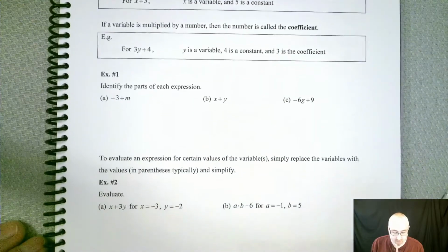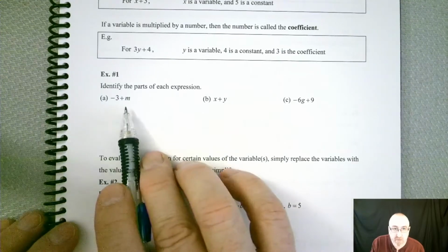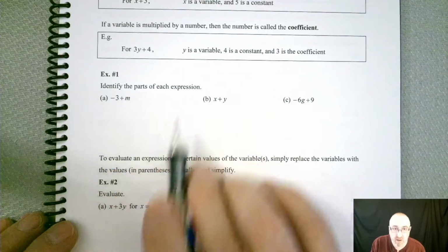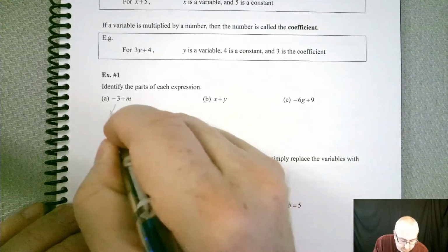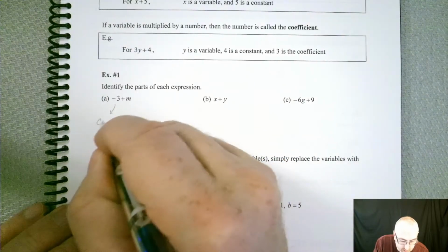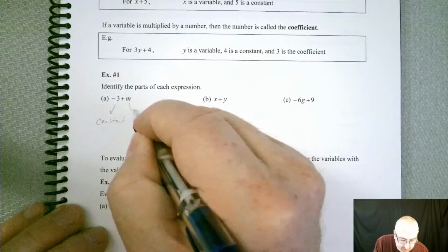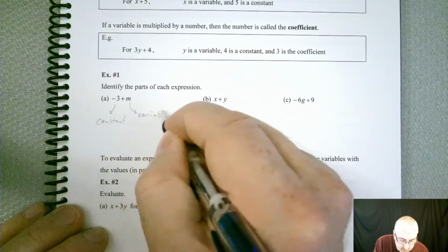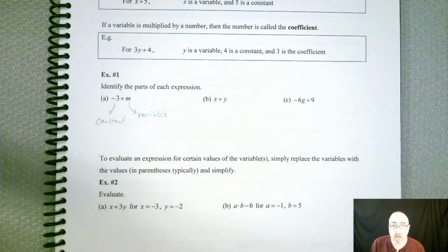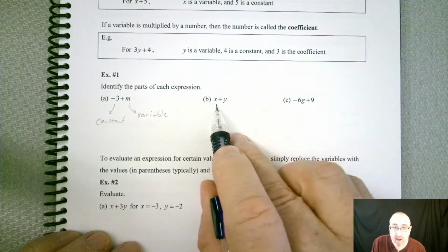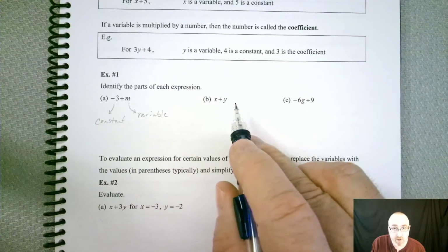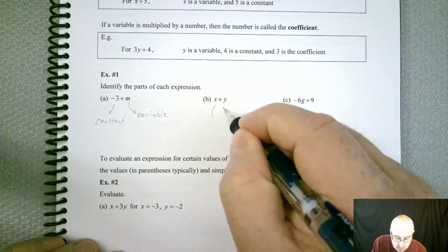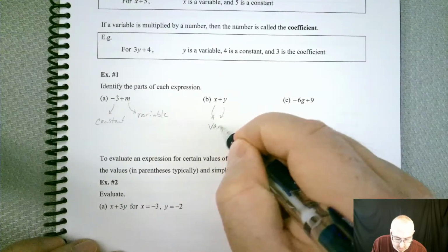Looking at our first example, negative 3 plus m, all you're doing is identifying each of the different parts. Again, you have three choices: variables, constants, and coefficients. That's it. In this case, the negative 3 would have to be a constant, and the m would have to be a variable. In this case, you've got x plus y. There's no numbers, so there are no constants and no coefficients. So both of these would have to be variables.